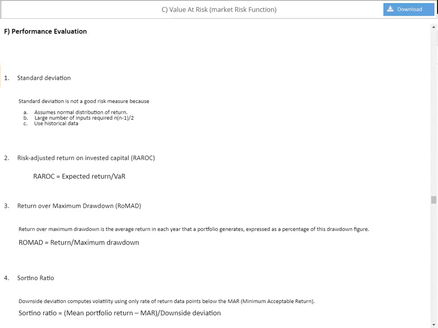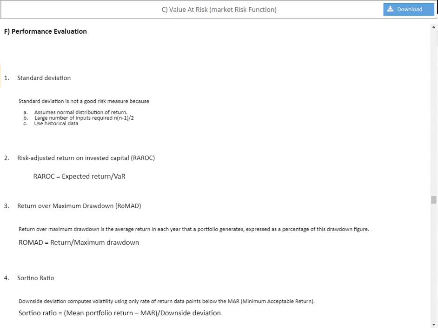Sortino ratio, it's a very important ratio. It's been asked many times in exams. So it's a downside deviation; it computes volatility using only rate of return data points below the MAR, minimum acceptable return. So it's a downside measure, and it computes the volatility using the data points which are below a certain level. In this case, we're calling that level the minimum acceptable return.